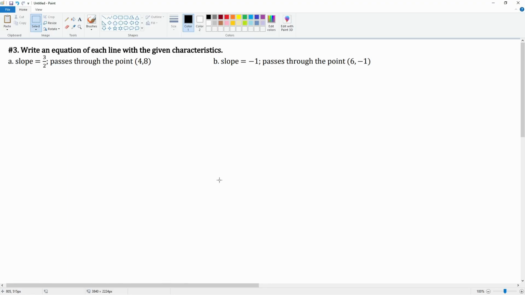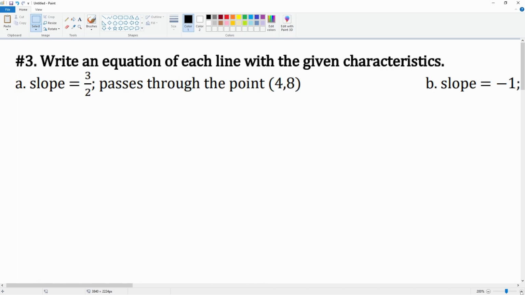All right, question 3, you're going to write an equation of a line given these characteristics. So we have the slope right here, so we're going to label that. This is going to be m is equal to 3 over 2. Then you have the y-intercept. You do not have the y-intercept. Notice this is not the y-intercept. So we have to find the y-intercept. So that is the issue. Find the y-intercept. How do we do this?